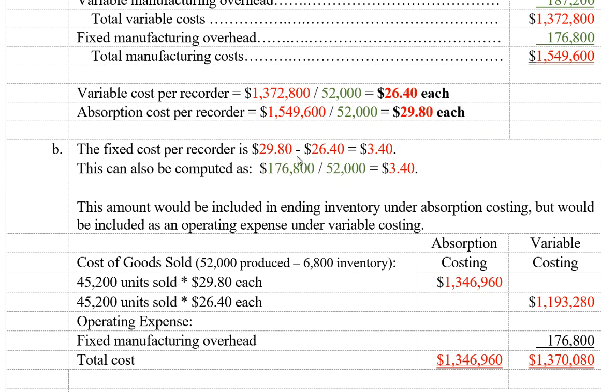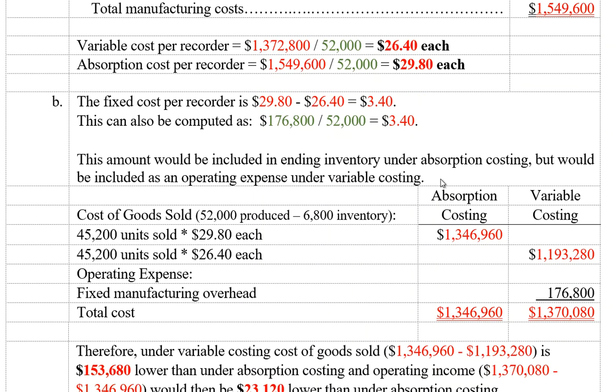You can take the two amounts that we calculated here and just subtract the two. So you're basically taking the one with fixed cost and the one without. And so it's 3.40. But remember, you can also take the fixed costs and divide them by that 52,000 and get the 3.40. So you can get to 3.40 either way. And so that means that per unit, $3.40 of it is fixed.